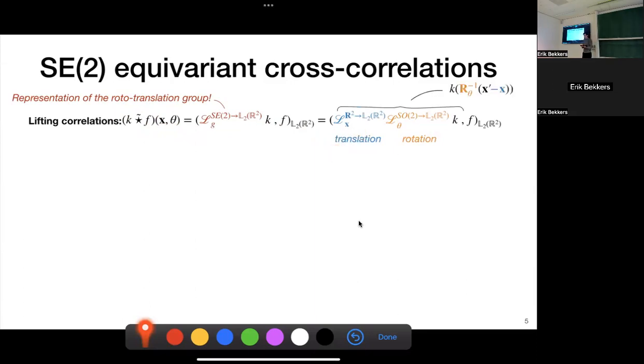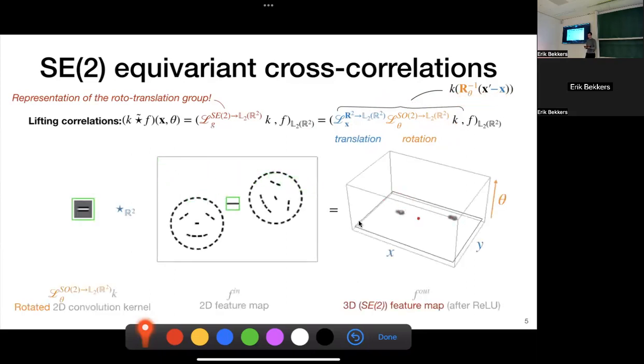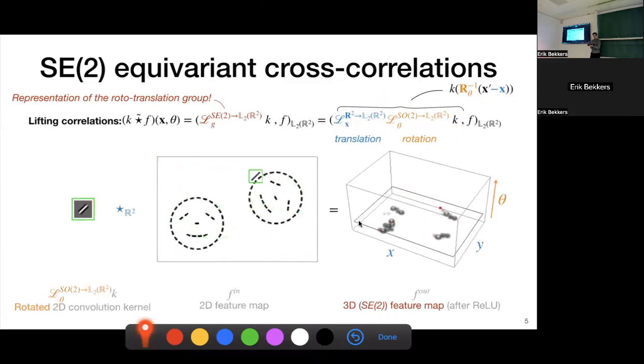So this left regular representation of rototranslation acting on the kernel looks like this. You have a rotation and a translation. And that's also how we usually implement this. We have a kernel, so we first let the rotation operator rotate it, then we translate it over our image. And whenever this line matches with the underlying signal, we get a high response. You denote it with this dark block.